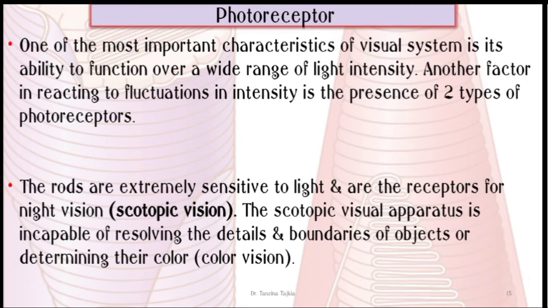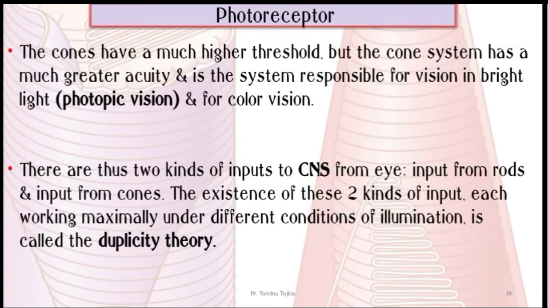Scotopic visual apparatus is incapable of resolving the details and boundaries of objects or determining their color, which is called color vision. But the cones have a much higher threshold, and the cone system has much greater acuity. This system is capable of vision in bright light, which is called photopic vision, and of color vision.